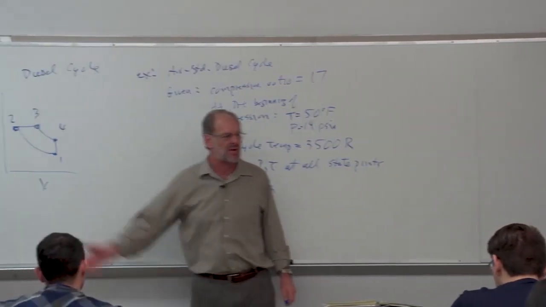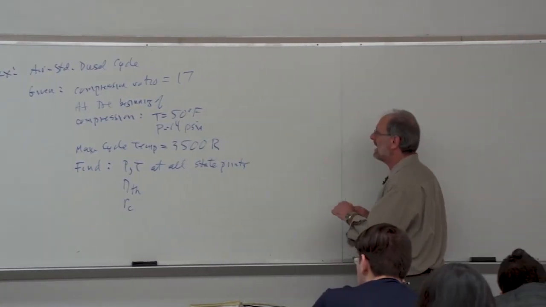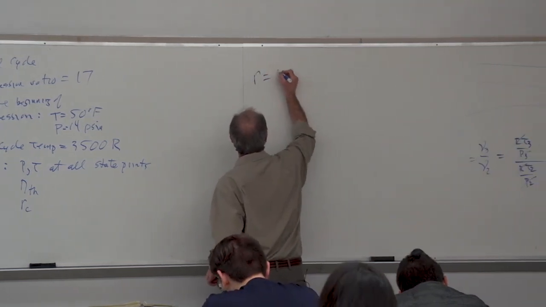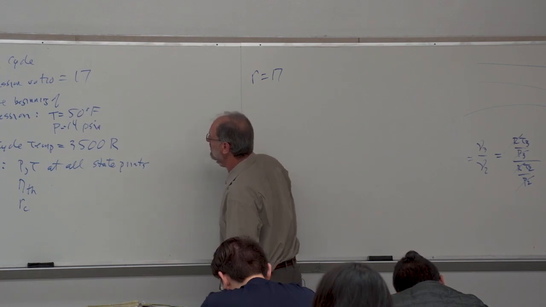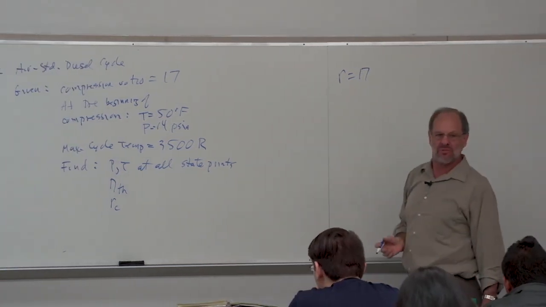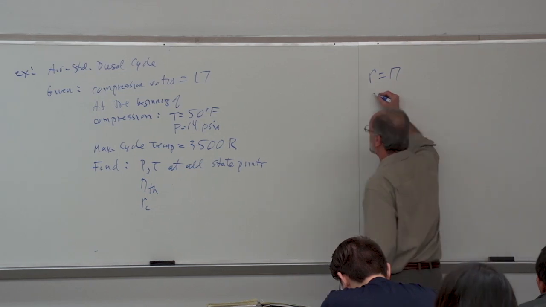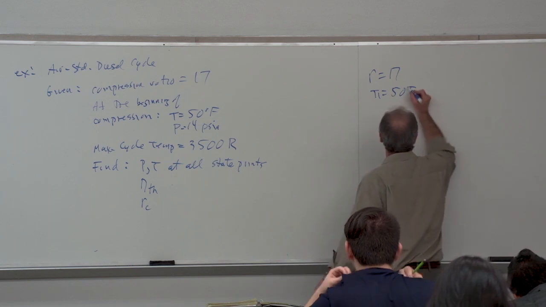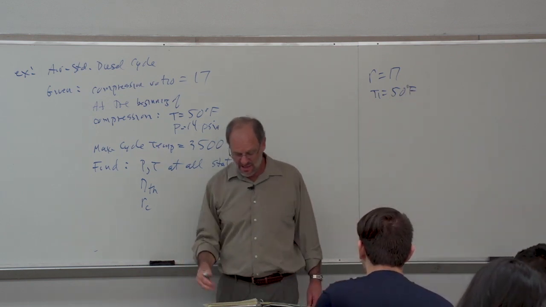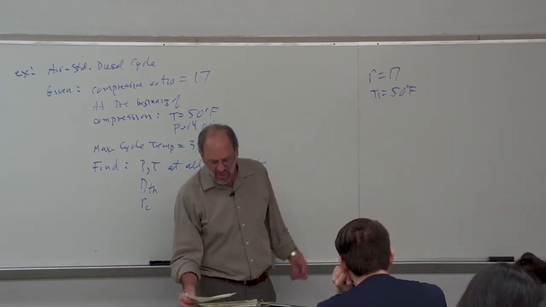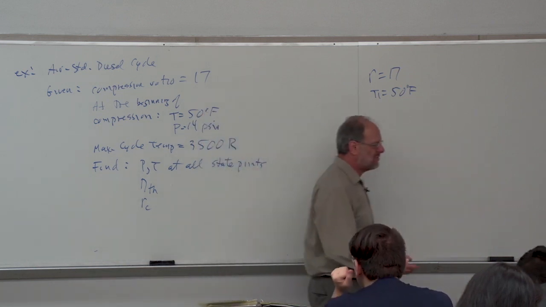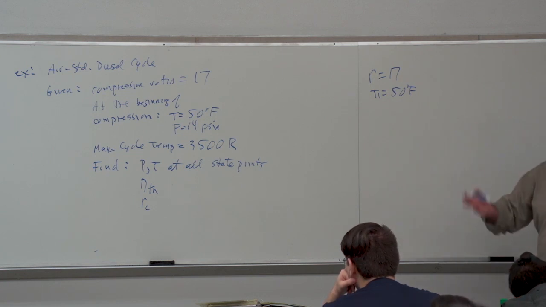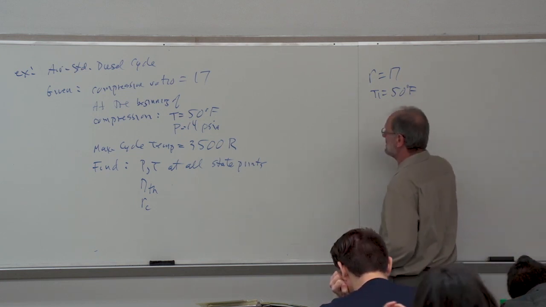Again, the PV diagram is already up here, so there's no point in redrawing that. Let's note that we're given the compression ratio. So R is 17. Let's also note that at the beginning of compression, that's point 1, isn't it? So we're given T1 of 50 Fahrenheit. Now, certainly we're going to have to convert this into Rankine if we use constant specific heats. If we use variable specific heats, we'll just leave it in Fahrenheit because all of our data in table A17 is in Fahrenheit. So maybe I'll just leave it at this for now.